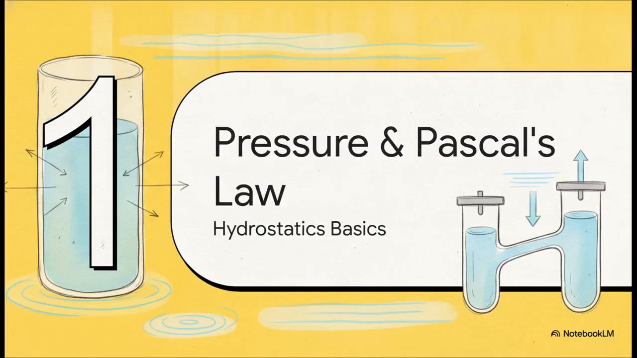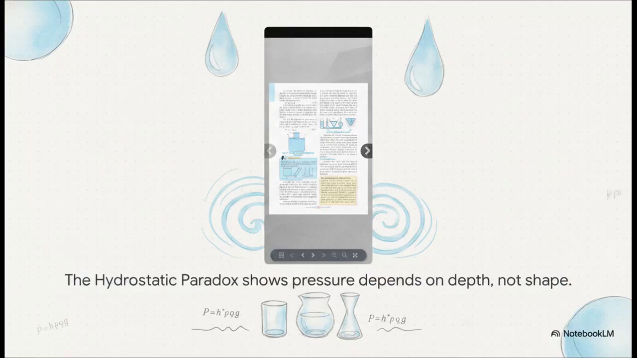Section 1, pressure and Pascal's law. We're kicking things off with hydrostatics, the fundamental behavior of fluids when they're just at rest. Now, this brilliantly illustrates what we call the hydrostatic paradox. Notice how the liquid level is exactly the same across all these wildly different vessel shapes, A, B, C, and D. It's kind of wild, right? But it happens because pressure inside a static fluid is dictated solely by depth and gravity, not by the shape of the container or the total volume of the liquid inside it.